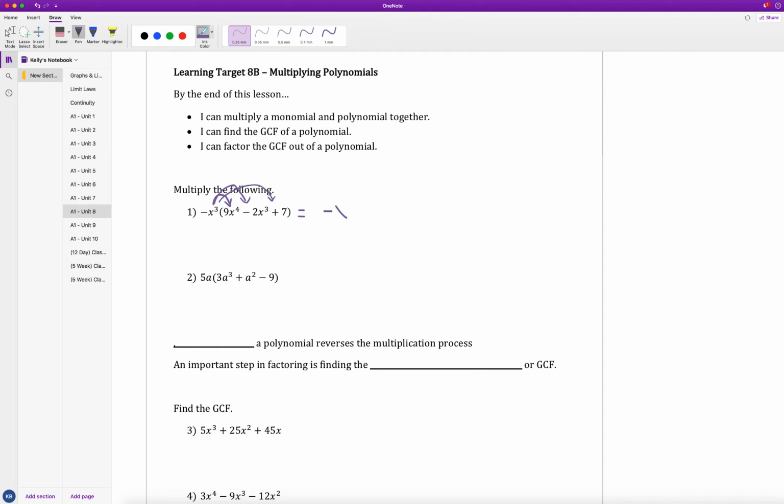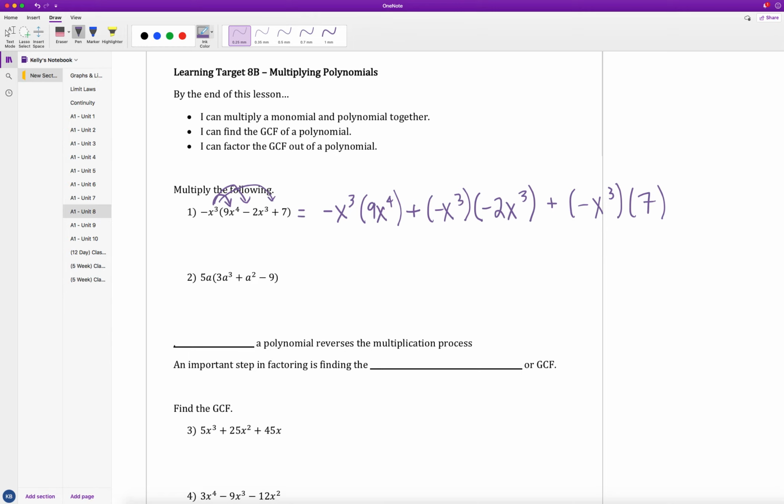So I'd end up with negative x to the third times 9x to the fourth, which we will simplify in a second, plus the negative x to the third times negative 2x cubed plus negative x to the third times our 7. So when I distribute, it's just like if we were distributing a coefficient. I want to multiply that to each term. In this case though, I'm not multiplying a coefficient, I'm actually multiplying the same base here.